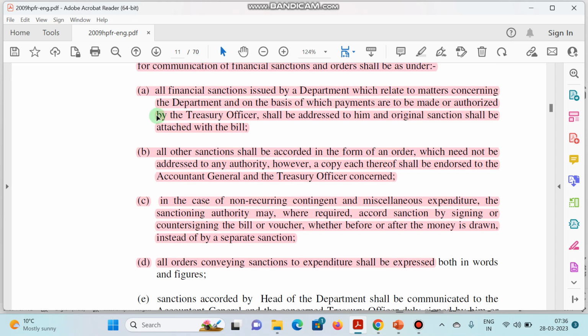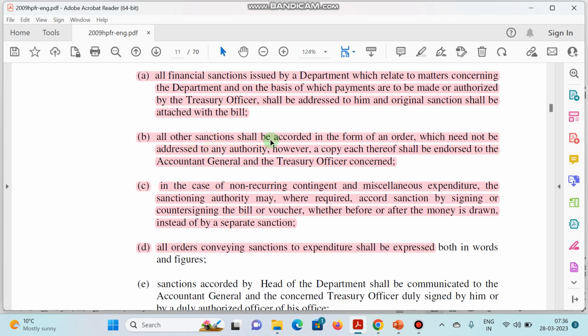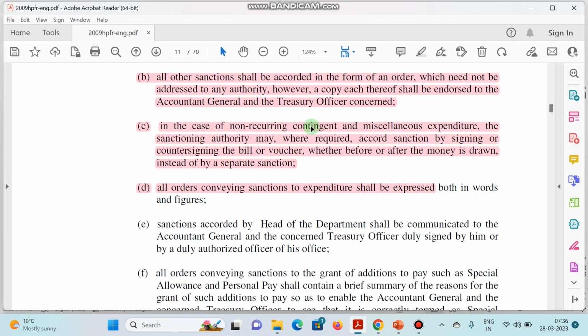All the financial sanctions issued by the department which relate to the matter concerning the department, and on the basis of which payments are to be made or authorized by the treasury officer, shall be addressed to him, and the original sanction shall be attached with the bill. Original sanction bill के साथ लगेगी. All the other sanctions shall be accorded in the form of an order which need not be addressed to any authority. However, a copy of each thereof shall be endorsed to the accountant general and the treasury officer concerned.